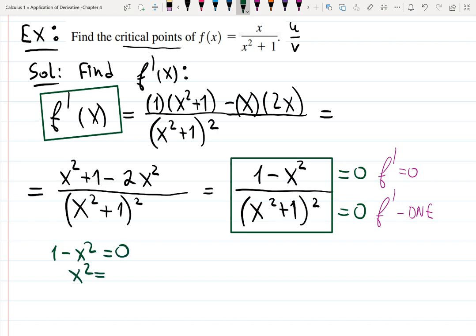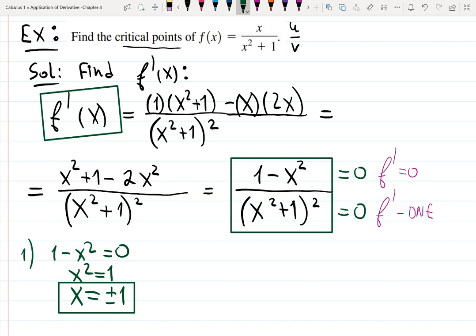X squared is 1. The solution of that equation, what are you saying? No, you forgot negative 1. Plus or minus 1. Did you forget negative 1? I'm pretty sure many of you did. So there are two solutions, plus 1 and negative 1. Don't forget that. Now, what about the denominator?